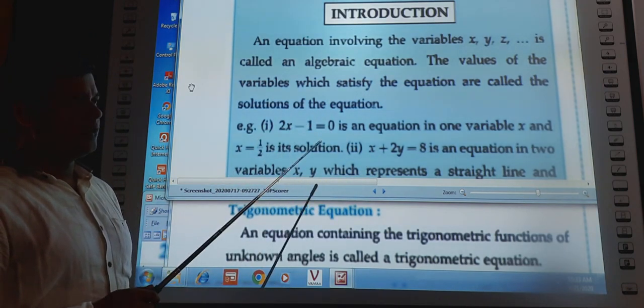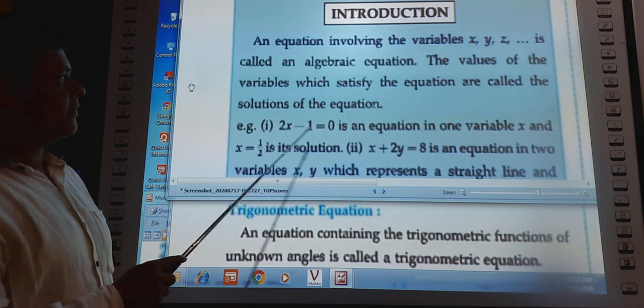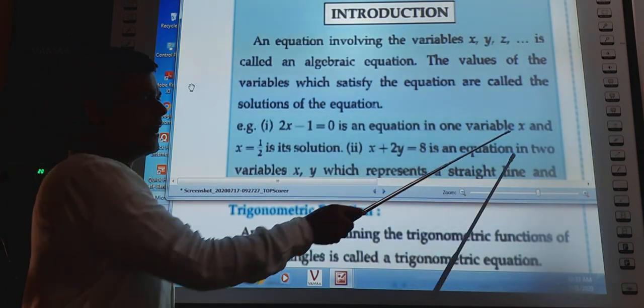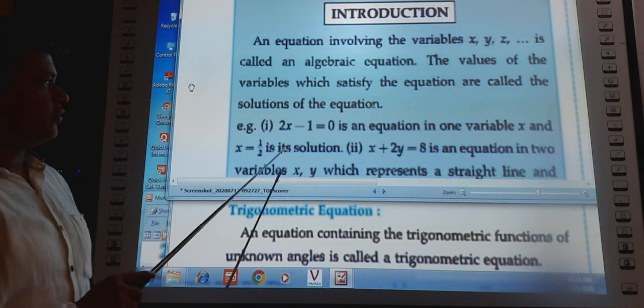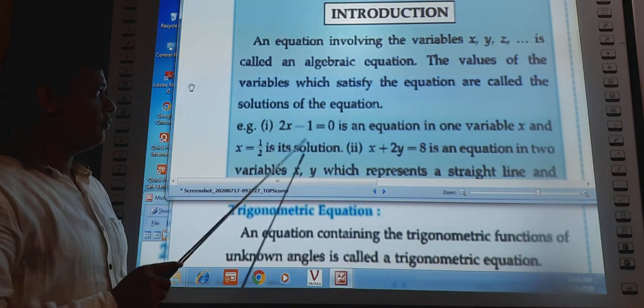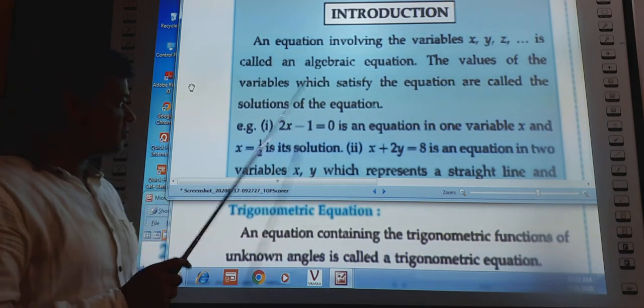You also studied quadratic equations. For example, 2x minus 1 equals to 0 is an equation in one variable, and variable is x, and x equals to 1 by 2 is the solution. We know that value which satisfy the equation called the solution of that equation.